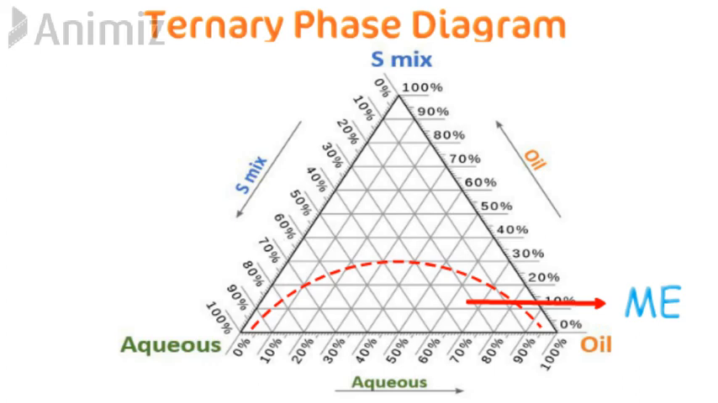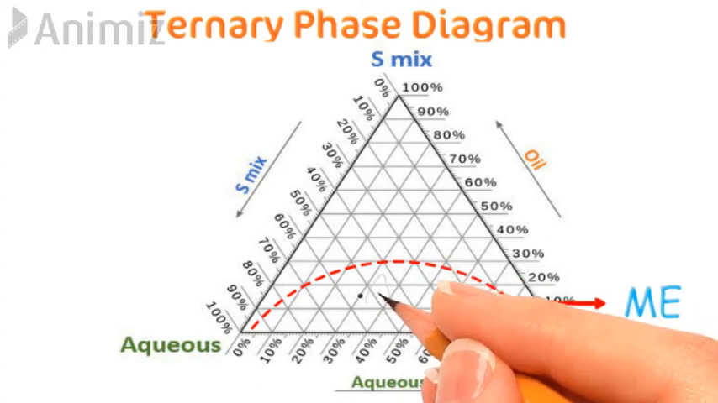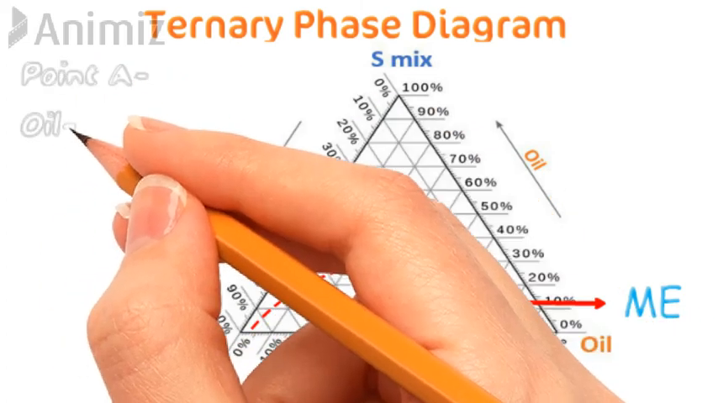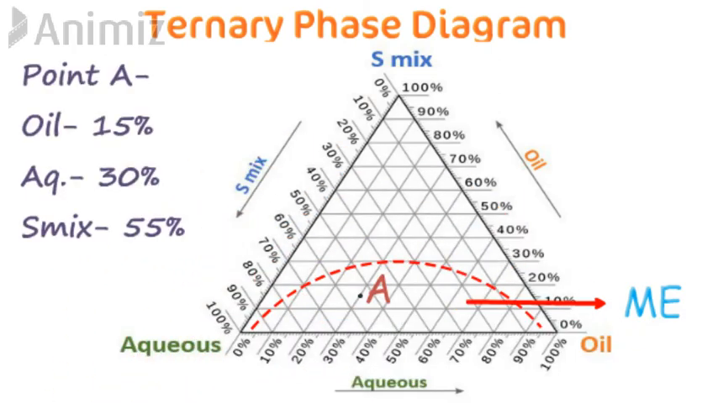So if we take any point from this region, suppose we take point A and prepare the microemulsion. Point A is having oil phase 15%, aqueous phase 30% and S mix 55%. Then we will get a clear transparent microemulsion. And if we take any point above this line, then we will get a turbid biphasic system.